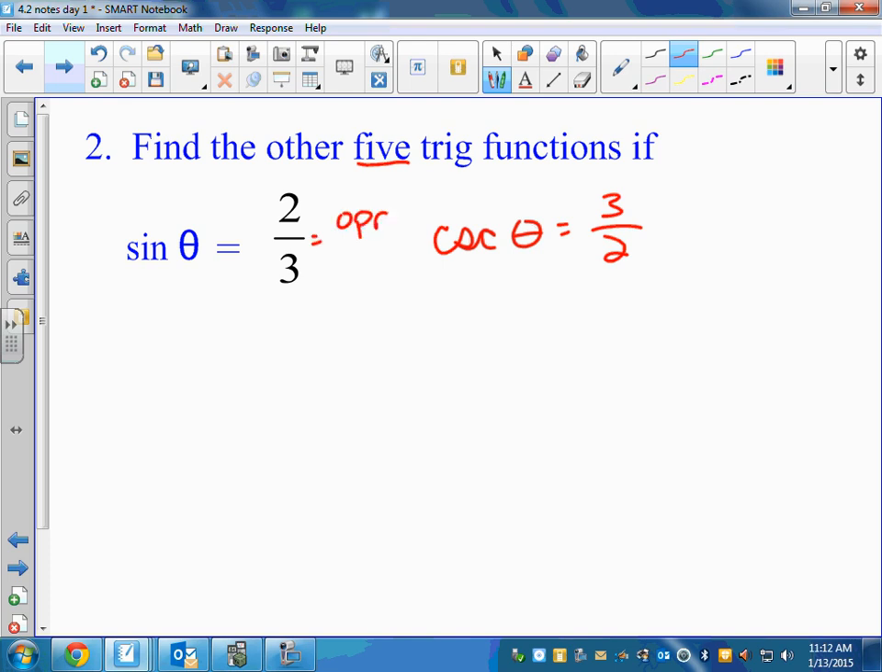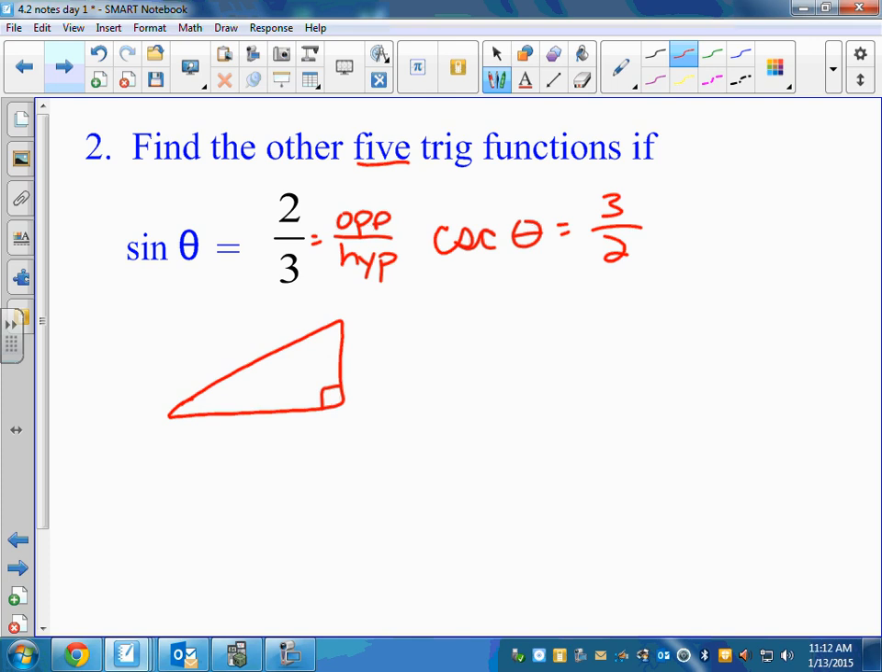What's the ratio for sine? Opposite over hypotenuse. Which means if they give you one of the trig functions, are they giving you 2 of the 3 sides of the triangle? Yes. So could I draw a triangle and label that and find the third side, then do Pythagorean theorem, and then do all the other stuff? Oh yeah. You could.